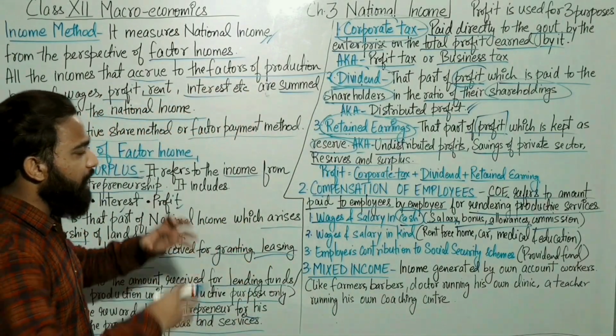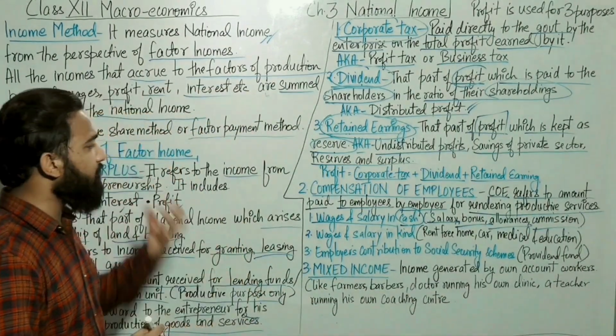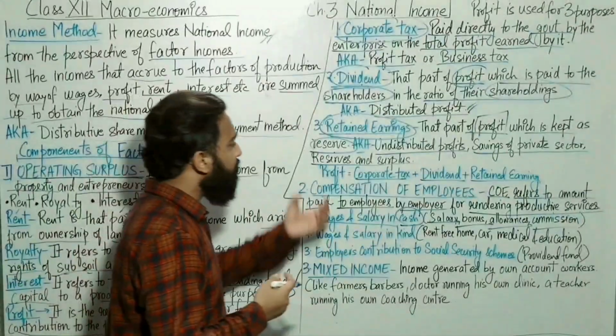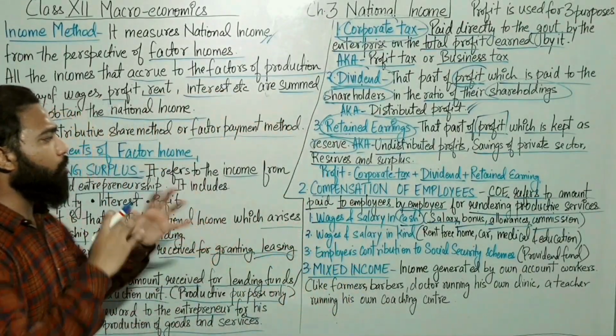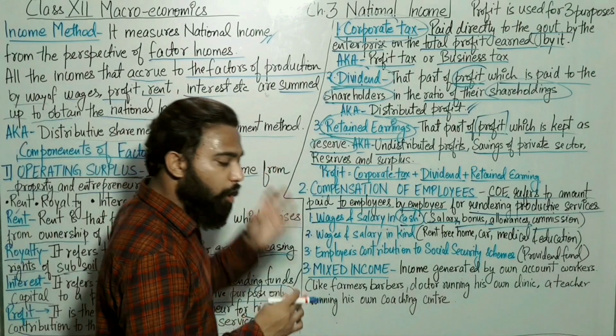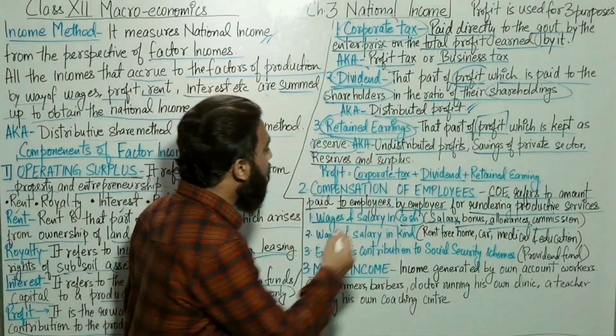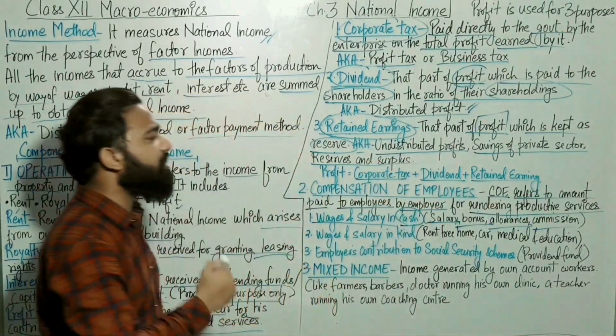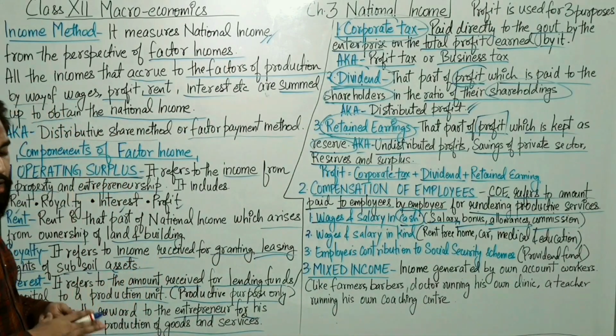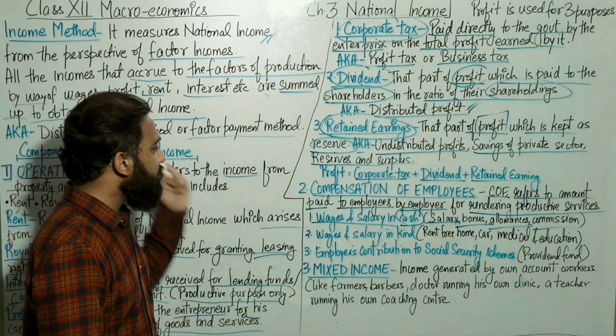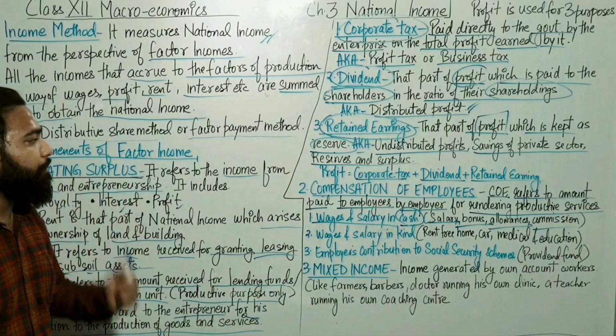Now students, in so many questions they ask you to calculate profit. If profit is given in the question, then no problem. But if profit is not given, then you have to add these things, corporate tax, dividend and retained earning, to calculate the profit. Let's come to the second component of the income method.